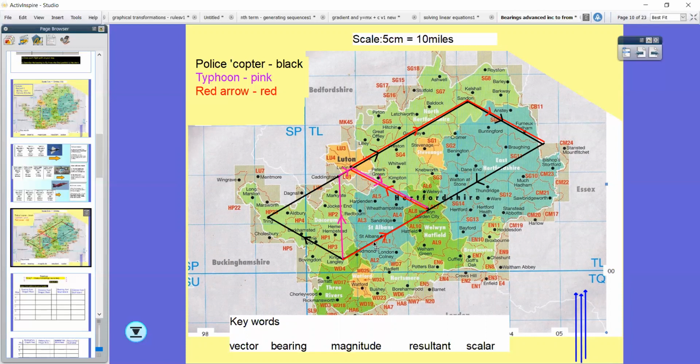This can then be used for vectors. So what I've got now is a little network. If you watch my vectors video, you will see that I use this again as a way of getting them to understand what a vector can be used for, in particular in this case, displacement vectors.